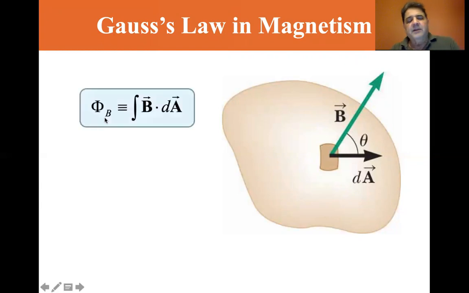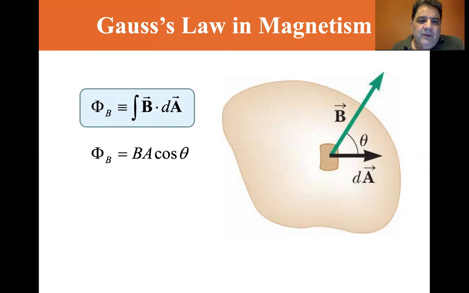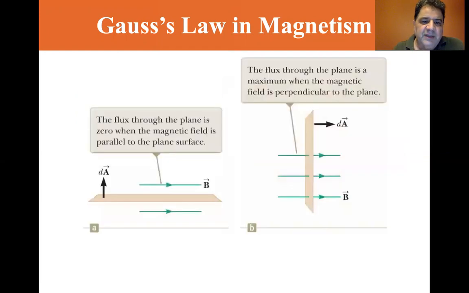So the magnetic flux is equal to the integral of B dot dA, which is BA cosine theta. That's a dot product. B dot dA, BA cosine theta. So the magnetic flux is equal to BA cosine theta.